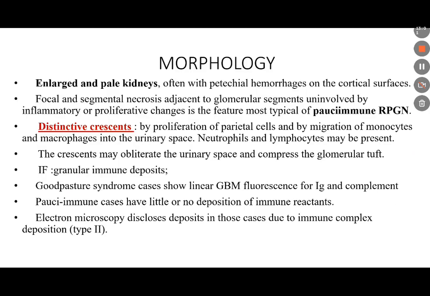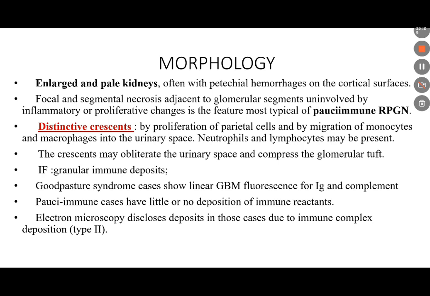Morphology: there are enlarged and pale kidneys, often with hemorrhages on the surface. Focal and segmental necrosis adjacent to glomerular segments uninvolved by proliferative changes. But this is seen in pauci-immune, because in the first two types, where the proliferations are occurring, you will see immune complexes and hence inflammatory or proliferative changes will be there. But in the pauci-immune type, you have focal or segmental changes only, because there is no inflammation or proliferation.